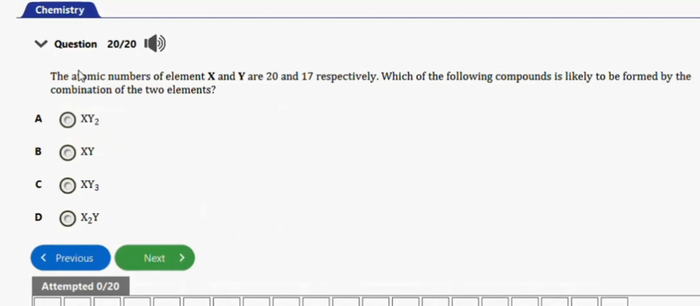The last question before we end this video will be this one. It says the atomic numbers of elements X and Y are 20 and 17 respectively. So an element with atomic number 20 is calcium. The 17 is chlorine. Which of the following compounds is likely to be formed by a combination of the two elements? So calcium chloride. The chemical formula for it will be option A. Alright, so that's it for this question, guys.